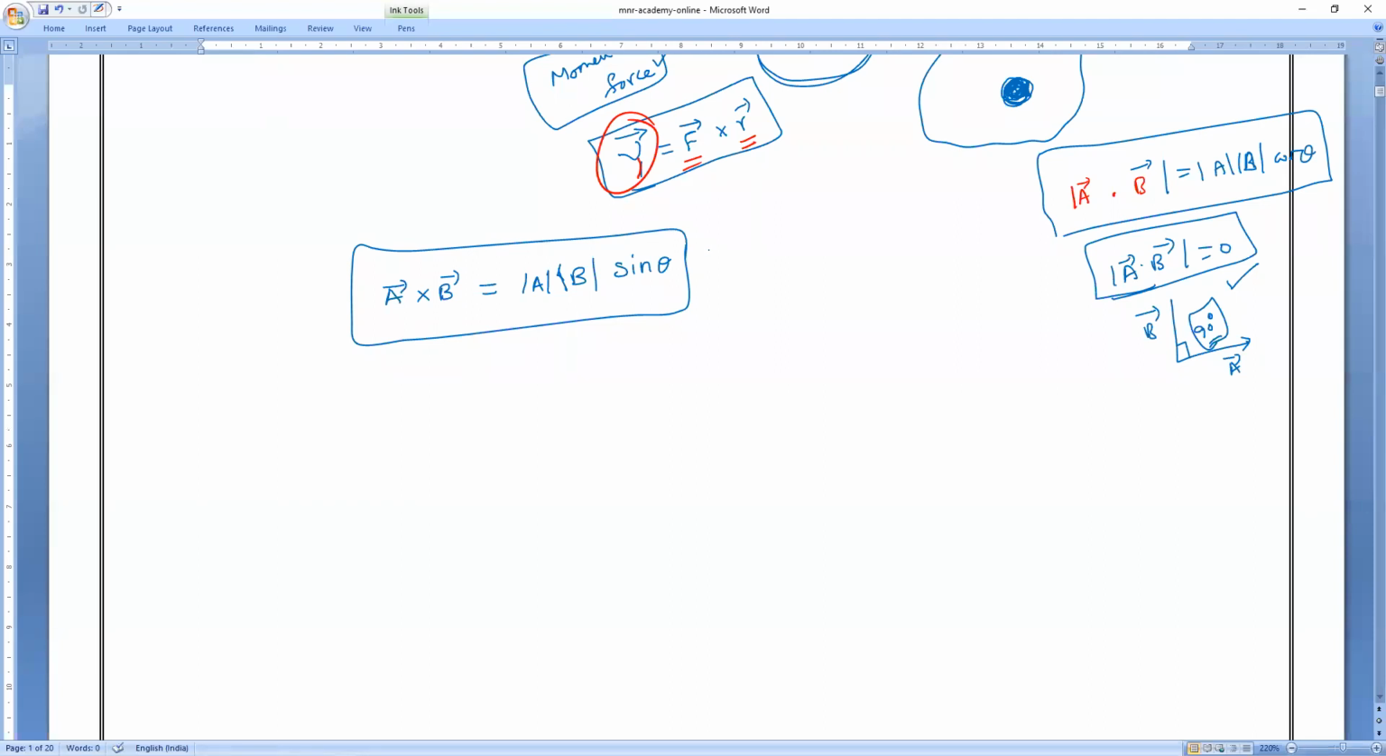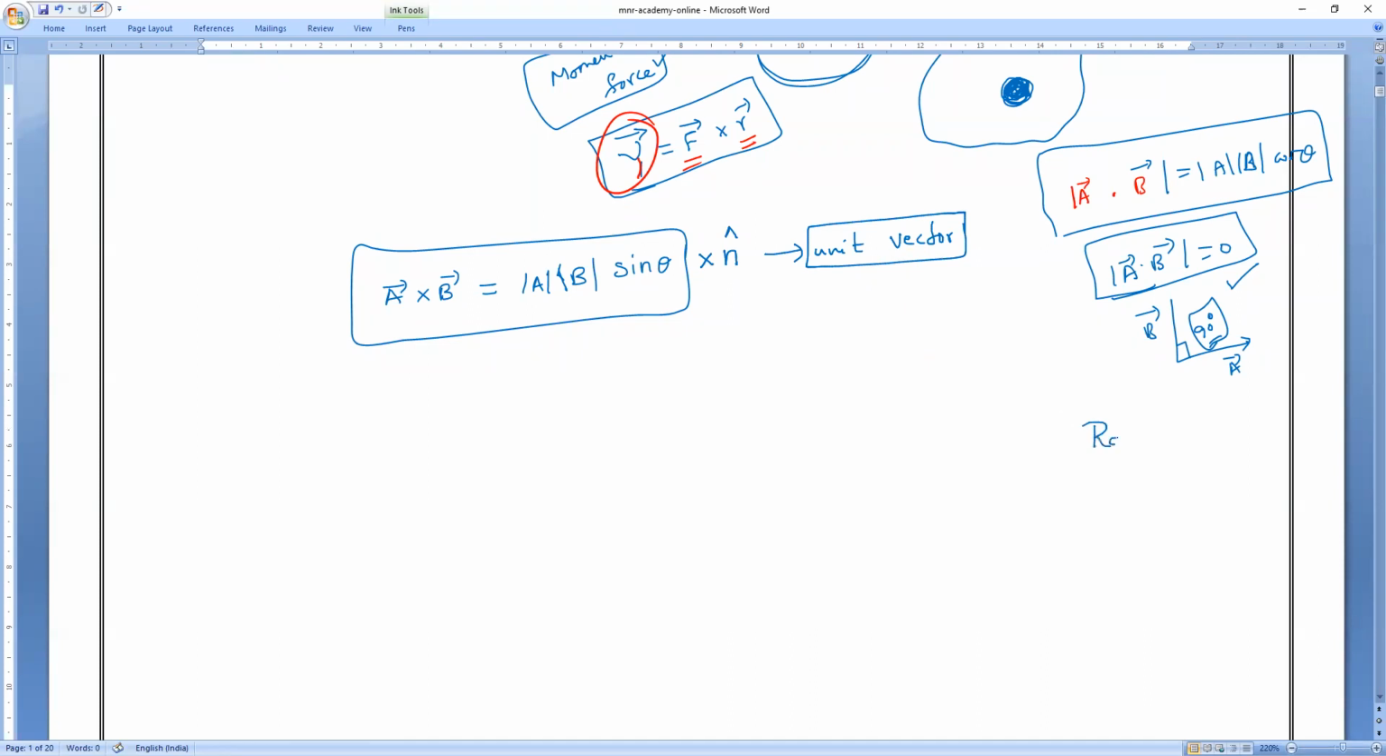But is it a vector quantity or a scalar quantity? It is a vector quantity, so the direction should be mentioned. Direction is mentioned by what? We all know, the unit vector will give you only the direction. Unit vector.